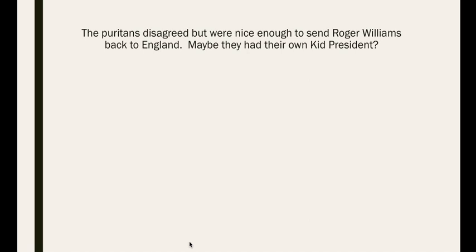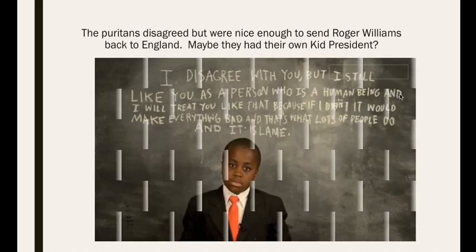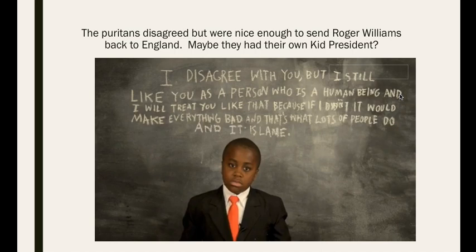Nice job. All right, the Puritans disagreed, but were nice enough to send Roger Williams back to England. Maybe they had their own Kid President, because he's saying, I disagree with you, but I still like you as a person, as a human being, and I will treat you like that, because if I didn't, I would make everything bad, and that's what a lot of people do, and it's lame. I love Kid President. So the Puritans were not like the worst people because they wanted to keep him alive and just send him back to England instead of killing him or something. So they were nicer than the King of England back then. But either way, Roger Williams got to create his own colony and town called Providence.